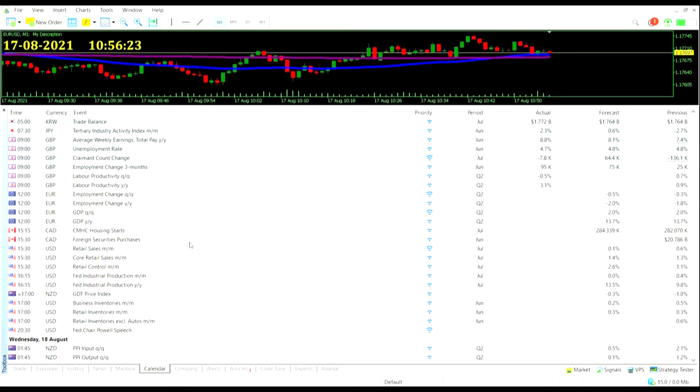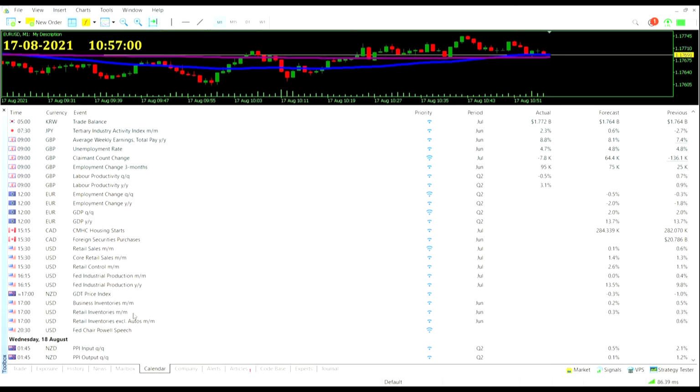And then later on this afternoon, we've got a lot of retail information coming in for the United States dollar. So at 3:30, we got retail sales month on month, core retail sales month on month. Then not long after, at 4:15, industrial production month on month coming in. At 5 o'clock then, still on the dollar, it'll be business inventories month on month and retail inventories month on month.